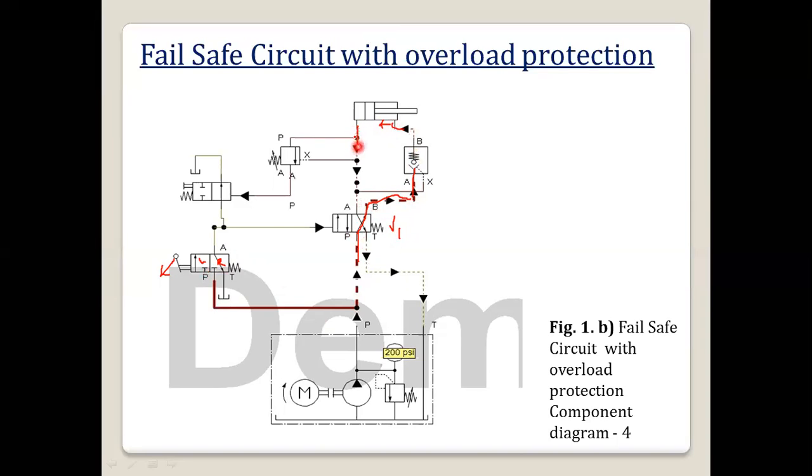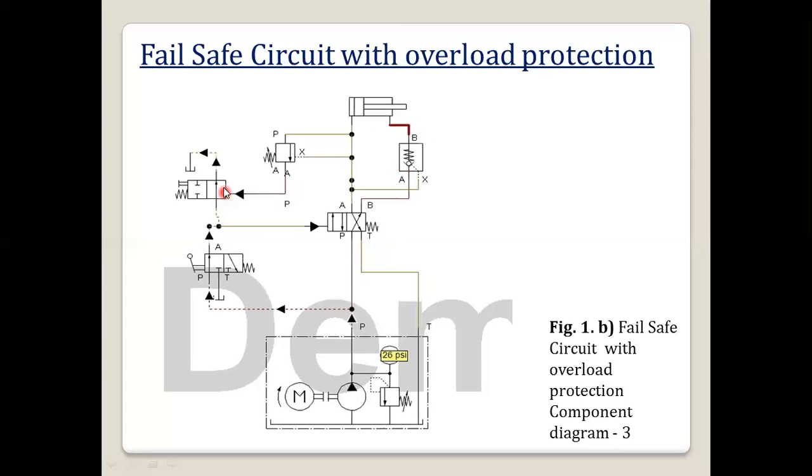Okay, and you can see that oil flow will be through port A, then it will go to port T, then it will come to the tank. Okay, so after this, when the piston is retracting, when the piston completely retracts, at that time the oil will be draining to the tank. Okay, at that time oil will be draining to the tank.